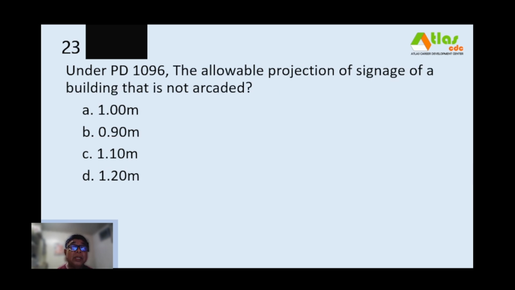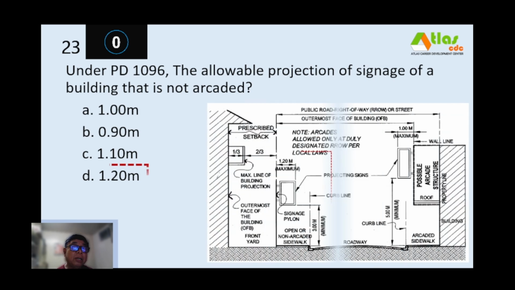Number 23, under PD 1096, the allowable projection of signage of a building that is not arcaded is A. 1 meter, B. 0.90 meters, C. 1.10 meters, and D. 1.20 meters. And our correct answer is letter D, 1.20 meters.